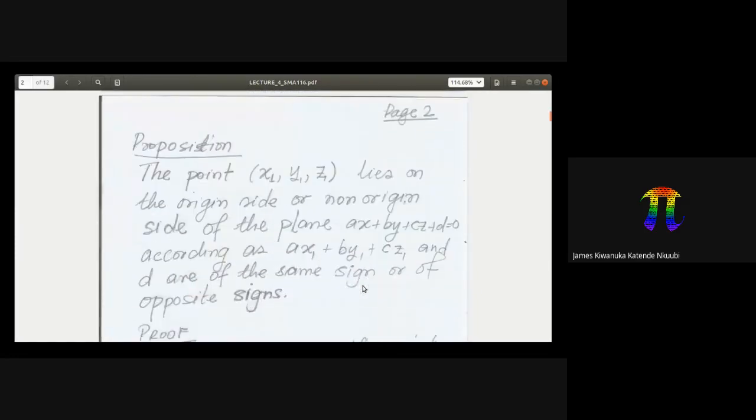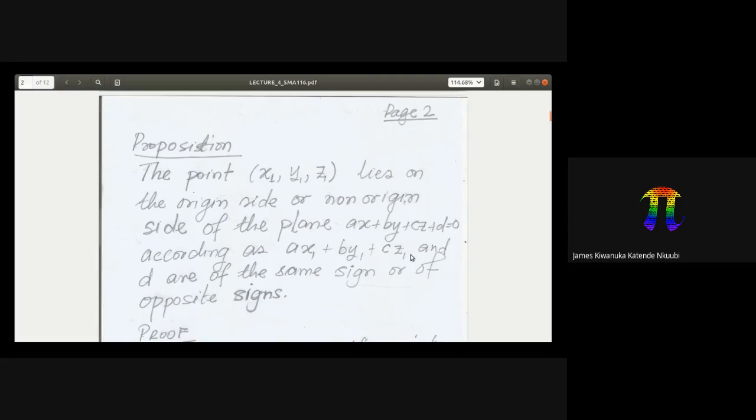What the proposition says is that it depends on the following quantity. Did I write this in full? It depends on whether this quantity and D are of the same sign or of opposite signs. So if they are of the same sign, it should be on the origin side. If they are of opposite signs, it should be on the non-origin side.